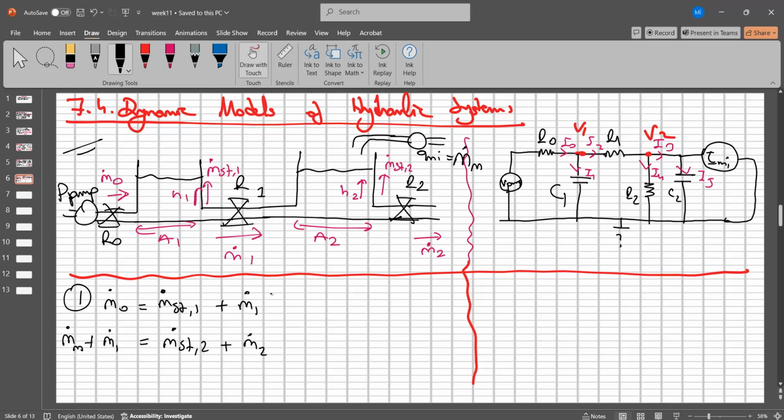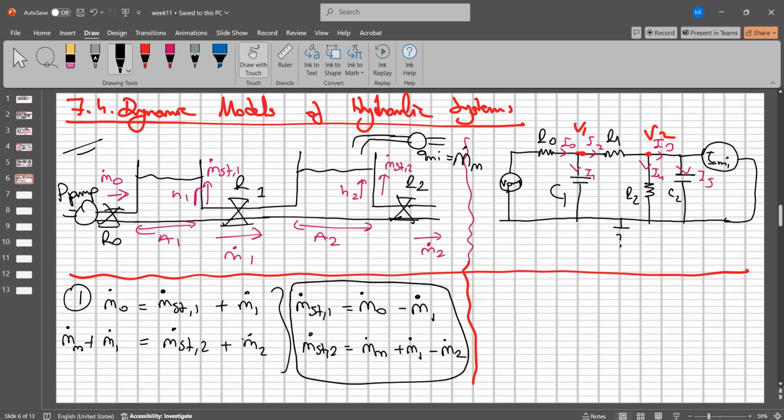So these two equations give us our representation. And in order to write the dynamics, we need to convert everything. MST1 dot is equal to m0 minus m1 dot, and also MST2 dot is equal to m dot plus m1 dot minus m2 dot. This is our rule to derive the equation of motion, guys. Okay, that's so simple. Just apply the conservation of the mass rule.